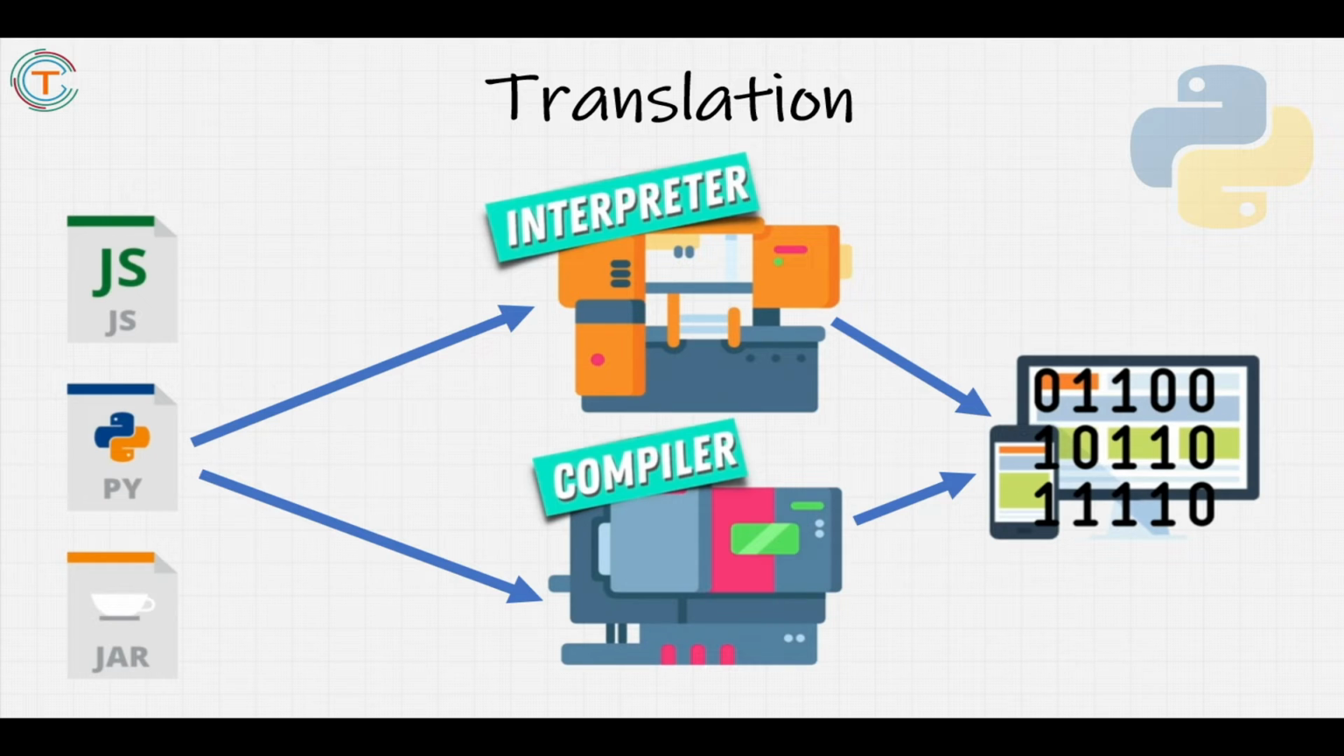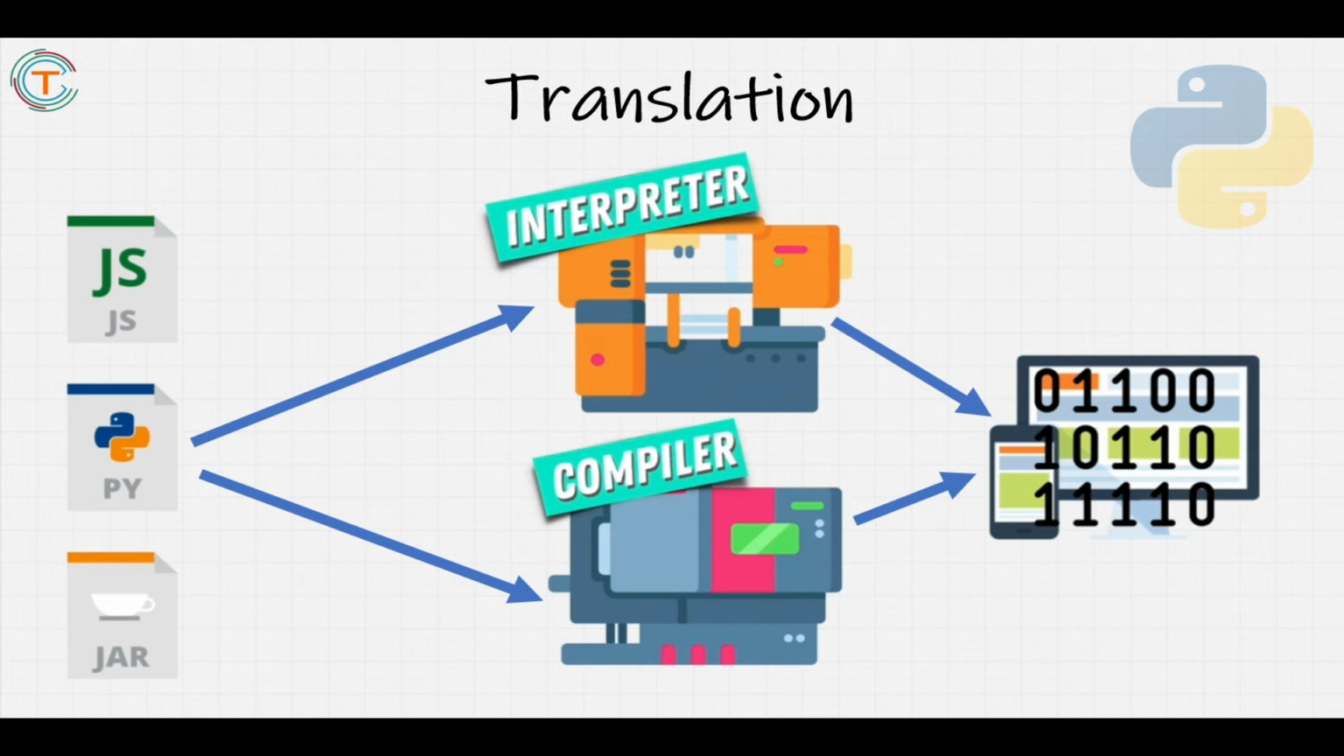While a compiler is just going to translate your complete file and then execute it at once. So if you are using a compiler and you have written 30 lines of code, the compiler is going to translate all those 30 lines in a single cycle, and then it's going to execute those lines on your machine. So that's the minor difference between an interpreter and a compiler.